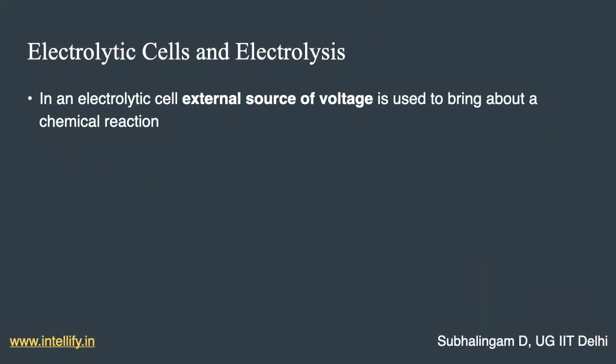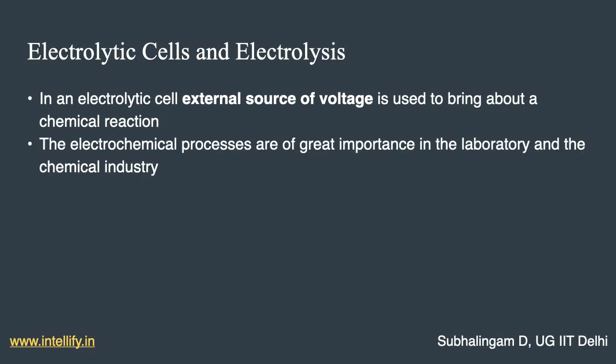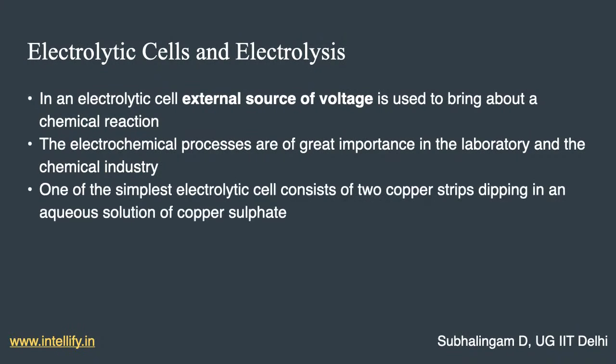In an electrolytic cell, an external source of voltage is used to bring about a chemical reaction. This is the difference between the galvanic cell and the electrolytic cell. In a galvanic cell, a spontaneous chemical reaction gives us voltage, but in electrolytic cells it's the reverse. You need to provide an external source of voltage to bring about a chemical reaction. The electrochemical processes are of great importance in the laboratory and chemical industry.